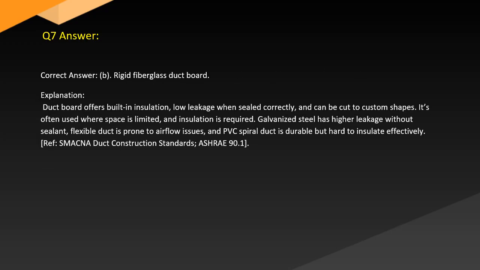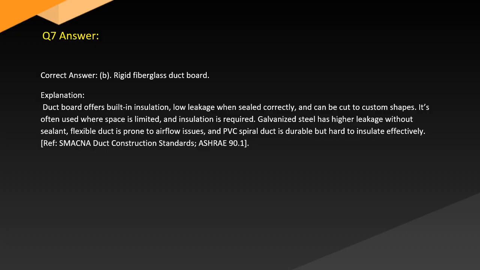Answer. Correct answer: B. Rigid fiberglass duct board. Explanation. Duct board offers built-in insulation, low leakage when sealed correctly, and can be cut to custom shapes. It's often used where space is limited and insulation is required.